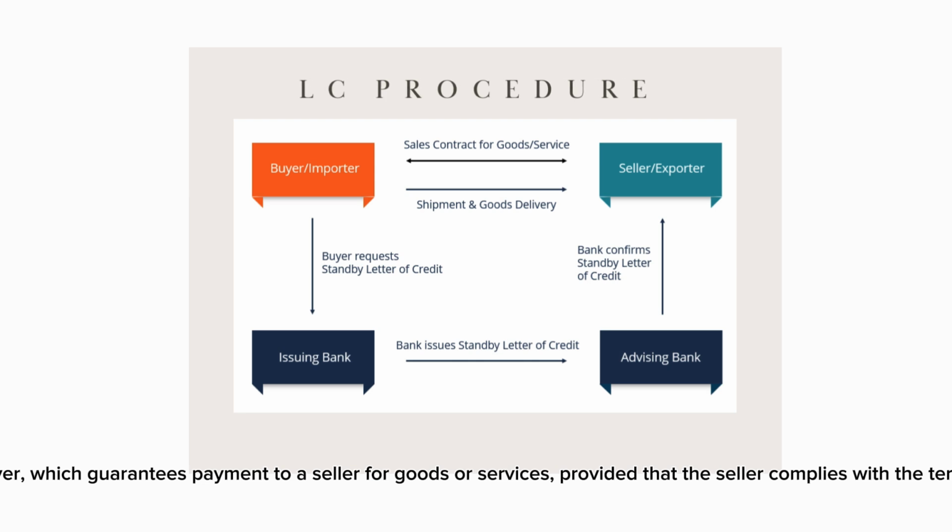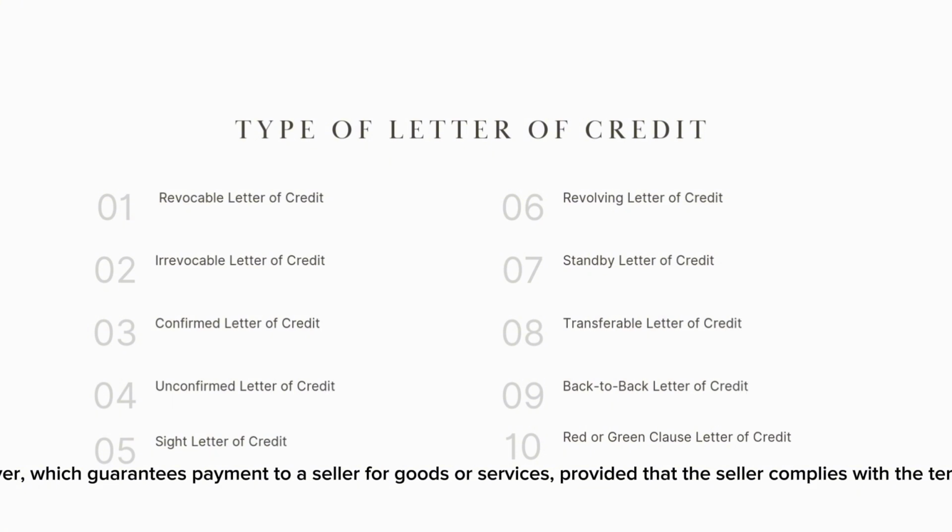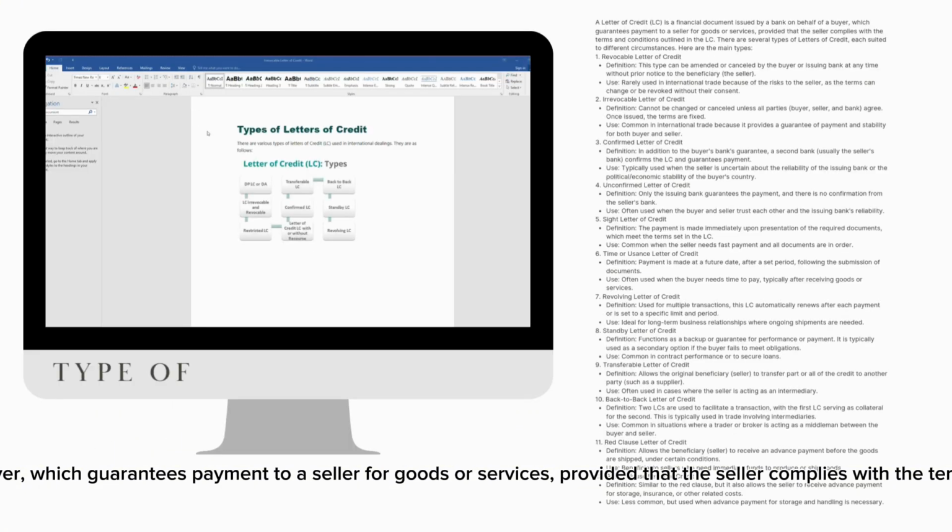A letter of credit, LC, is a financial document issued by a bank on behalf of a buyer which guarantees payment to a seller for goods or services, provided that the seller complies with the terms and conditions outlined in the LC. There are several types of letters of credit.